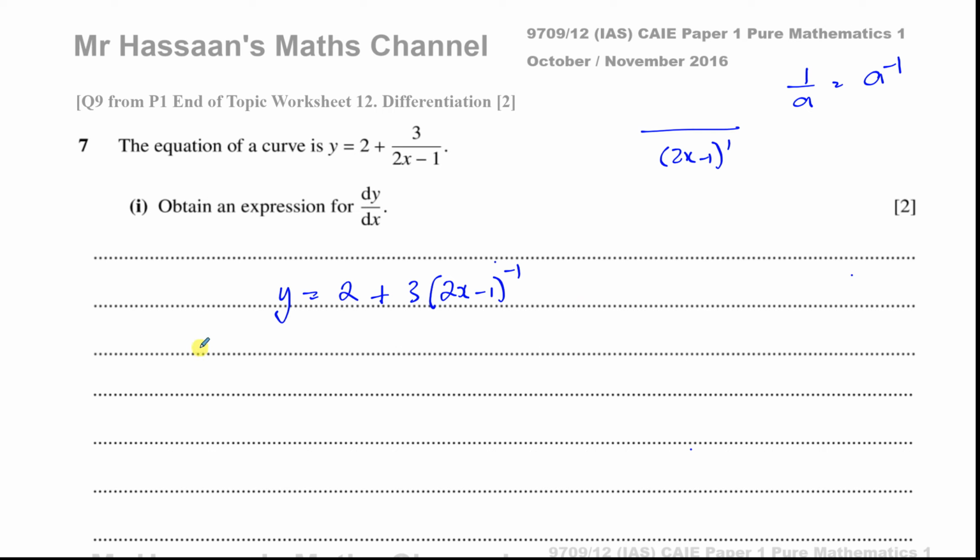So now to find the expression for dy dx, we have to differentiate both sides with respect to x. So this becomes dy dx. The constant term becomes 0. When you differentiate a constant, it becomes 0.